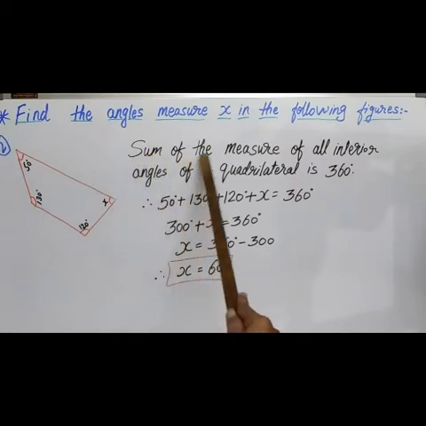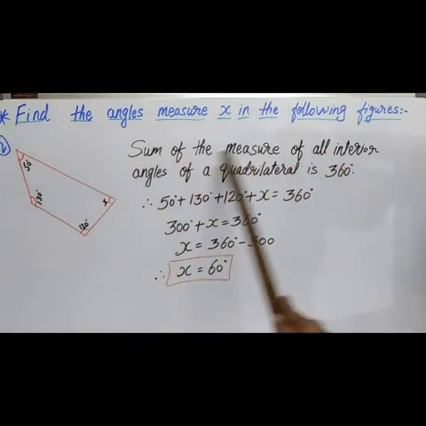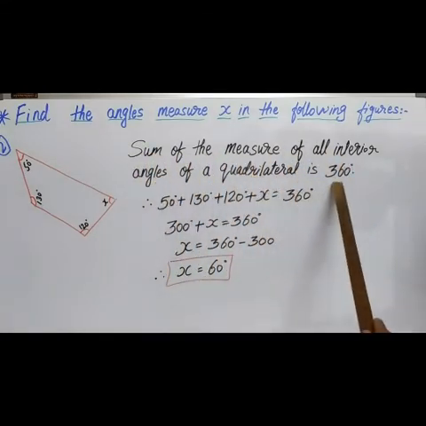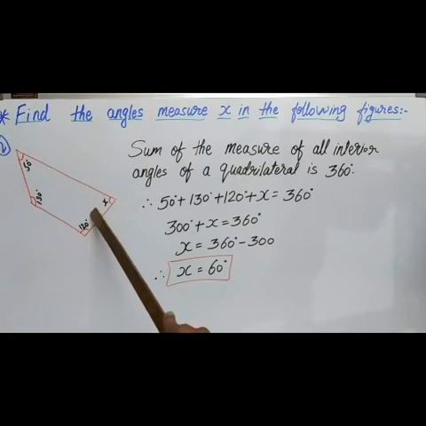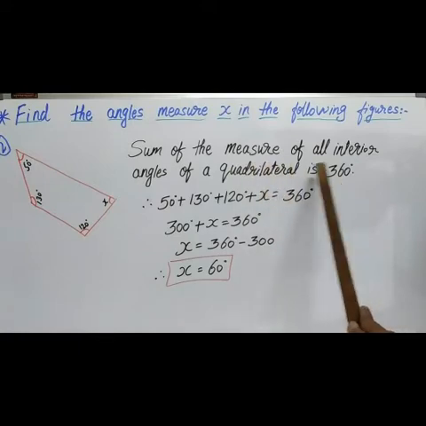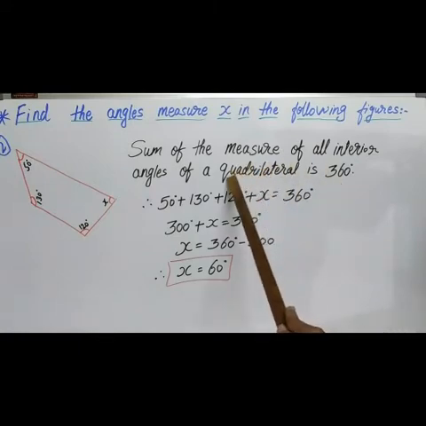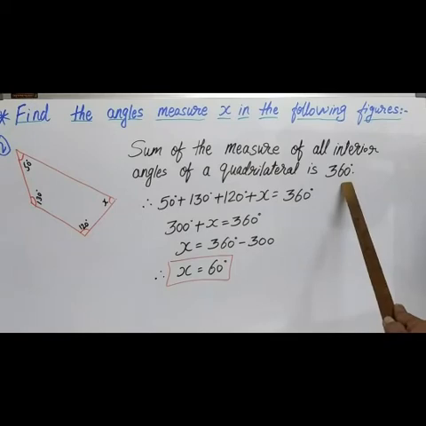So the sum of the measure of all interior angles of a quadrilateral is 360 degree. Same formula, (n minus 2) multiply 180 degree. 4 sides are given, so 4 minus 2 multiply 180. 4 minus 2 means 2. 2 multiply 180 degree is 360 degree. It means each and every quadrilateral has 360 degree.